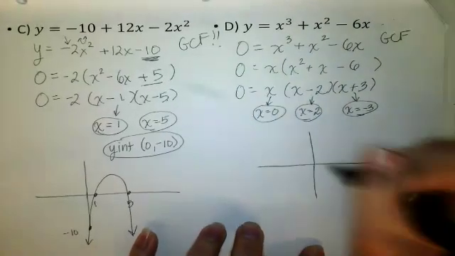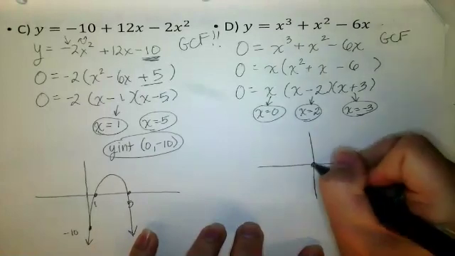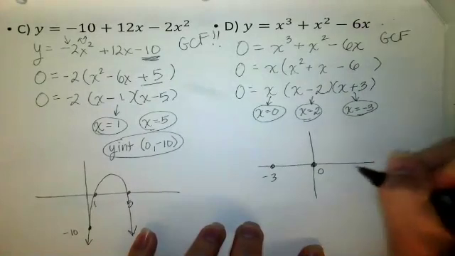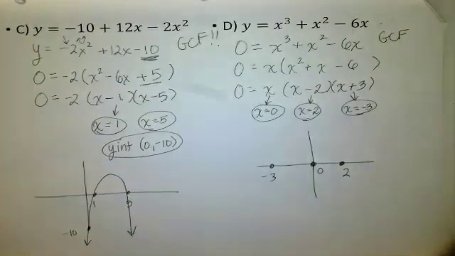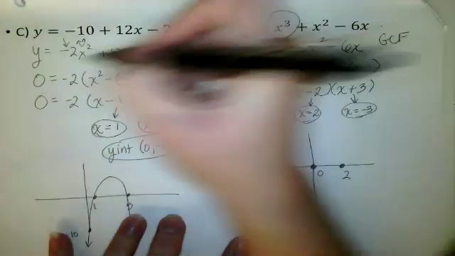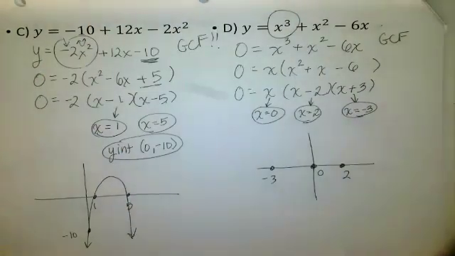So I'm going to plot my points first. 0, and here's negative 3, and here's positive 2. So I'm going to plot my little zeros there. Now, this is a cubic. This leading term, whatever the highest power is, tells me a ton of information about the shape of the graph.